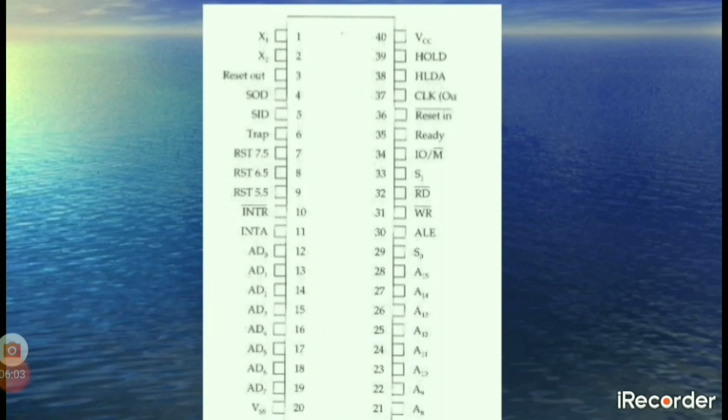Now the 20th pin, VSS. It provides ground reference. If you have to show the voltage of any chip, it will be shown with reference to the 20th pin, that is VSS, which is grounded.